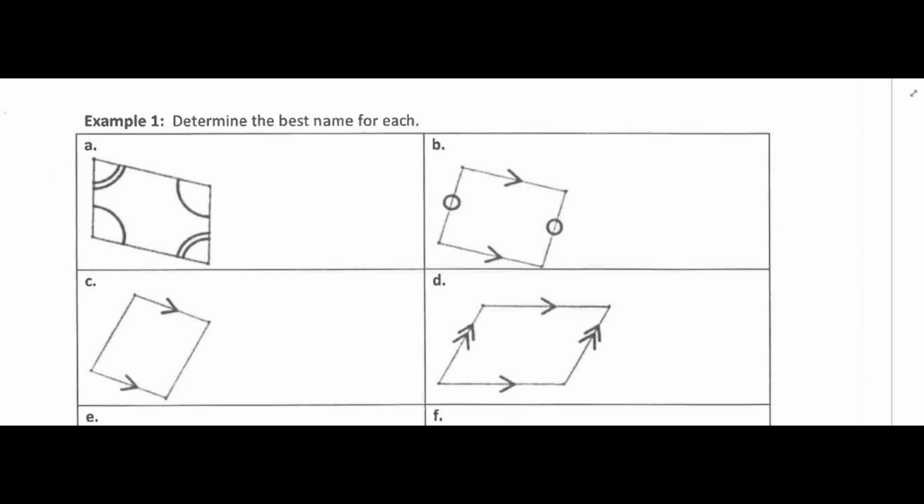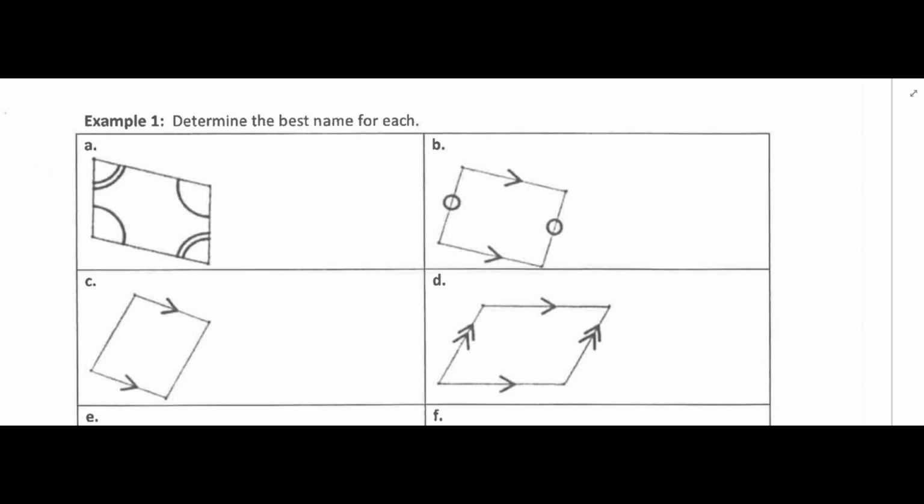In this video, we're continuing with section 5.6, special parallelograms. In the previous video, we looked at all the different properties, and in this one, we're going to apply those. So based on the tick marks that are given in the picture, we want to try and figure out the best name for each quadrilateral.